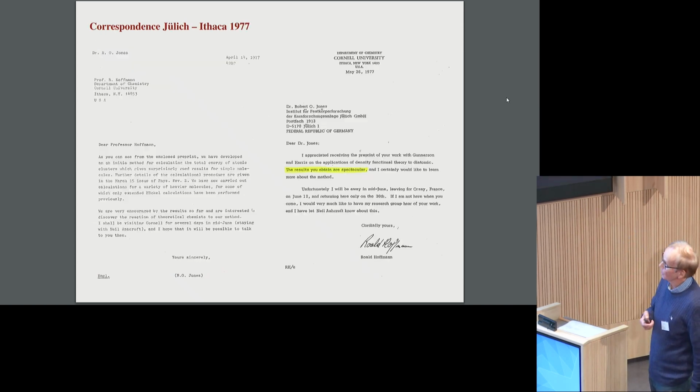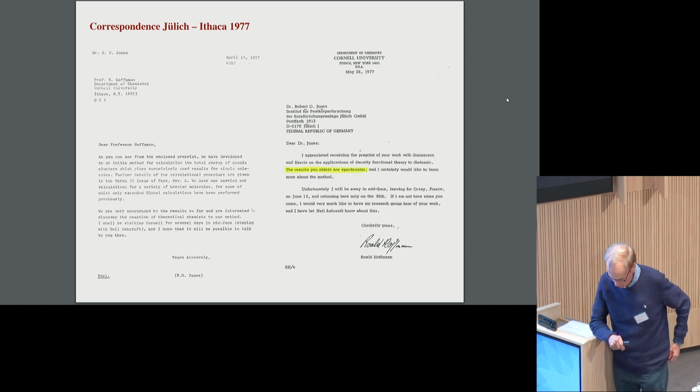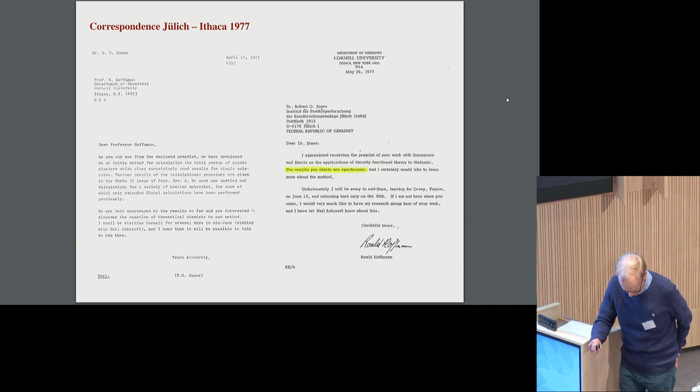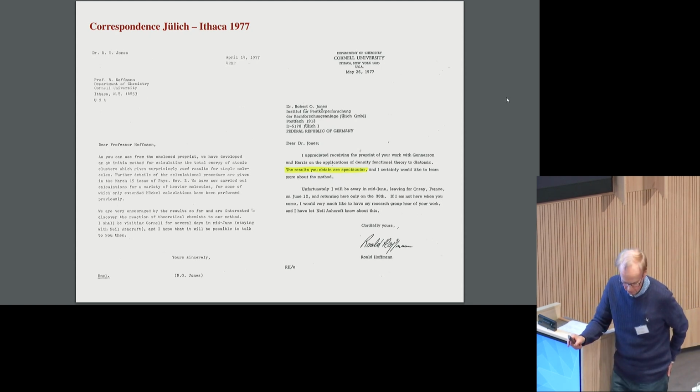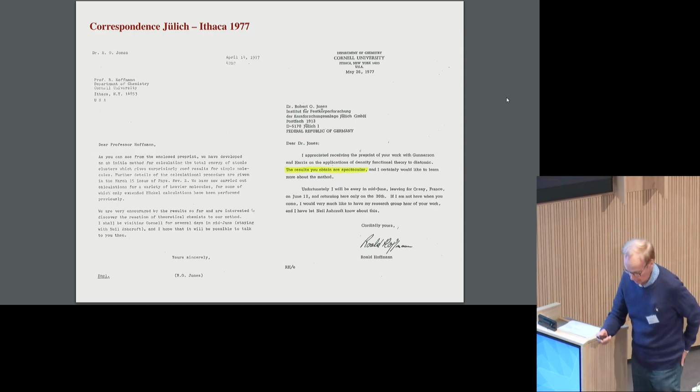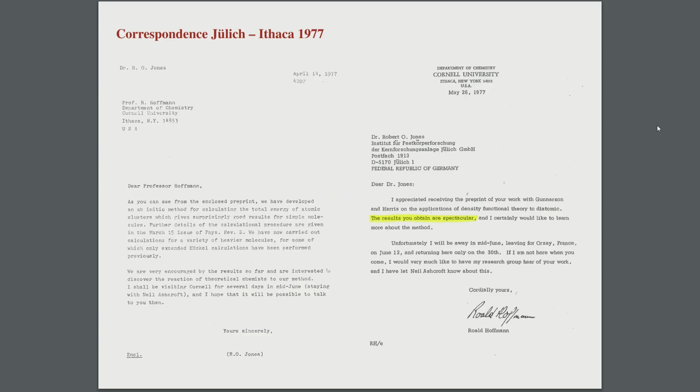Oh, I'm sorry, this one. Now, in 1977, we're tracking time here rather well, I was going to visit Cornell and wrote to Roald Hoffmann, and this was the first time that any chemist had said anything nice to us. "I appreciated receiving the preprint of your work. The results you obtain are spectacular." Now, I had to take note of that because I didn't hear much like that from chemists for a very long time.